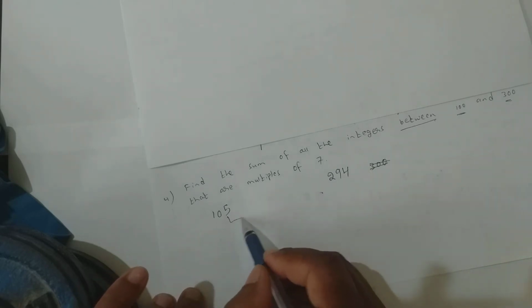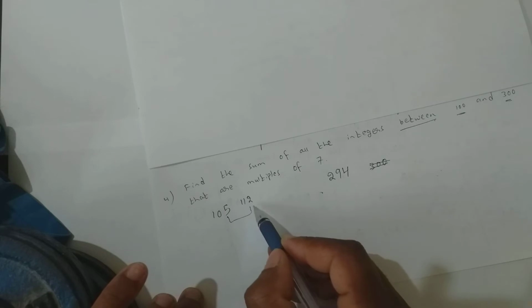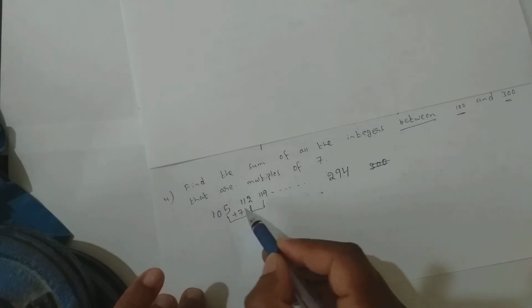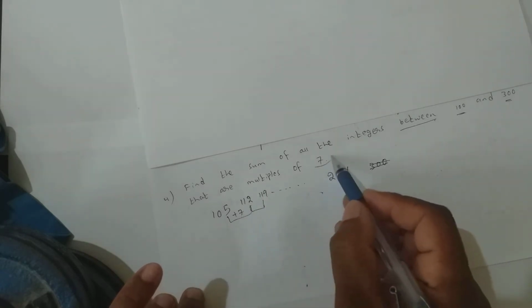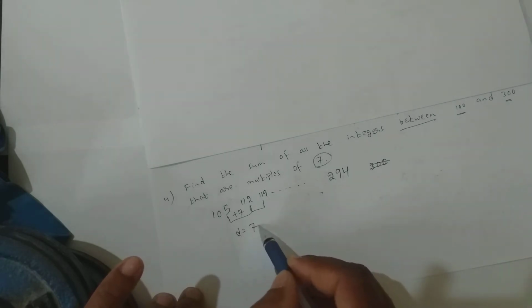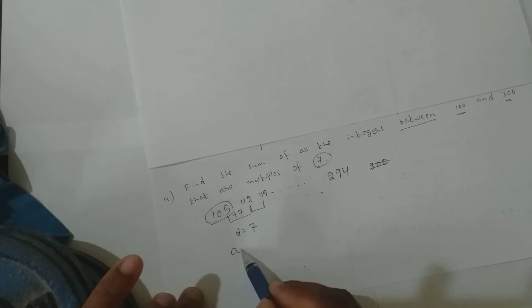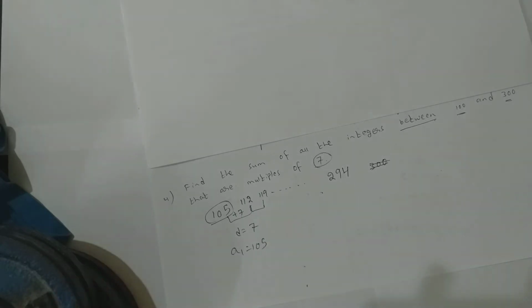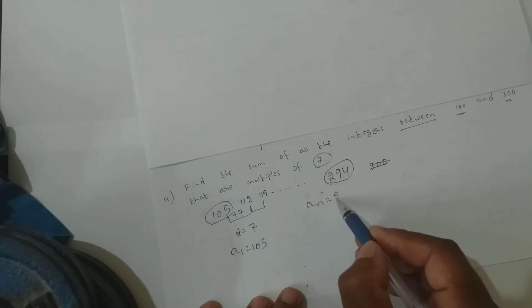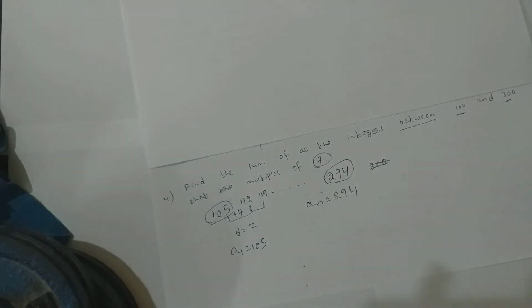So all this, what would be the next number? 112. What would be the next number? 119. So on and so forth. Why did I add 7 to it? If I add 7 only, then I get the next multiple of 7. So what is the difference here? 7. And what is this first one called? a1 equal to 105. And what else did I come to know? The last value will be an equal to 294. Are we clear? How did we get the information?